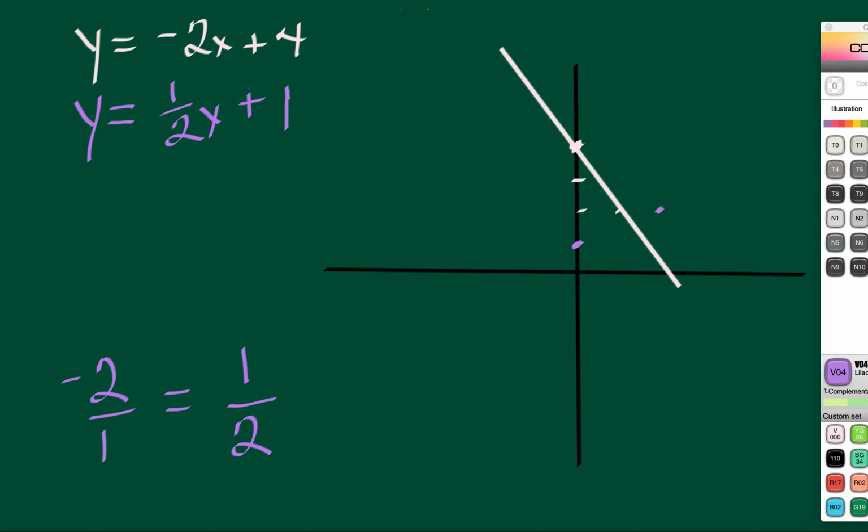And then we're going to create a line. Sorry, I'm not very close in my drawings there. But that's the idea. So we've graphed our parallel and our perpendicular. And I'm going to do one last thing to help you out.